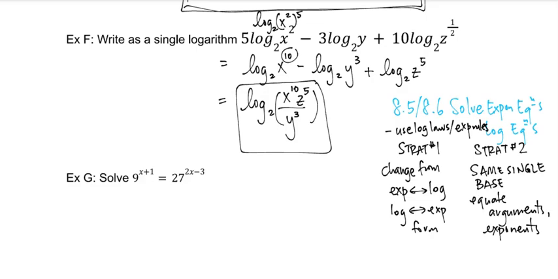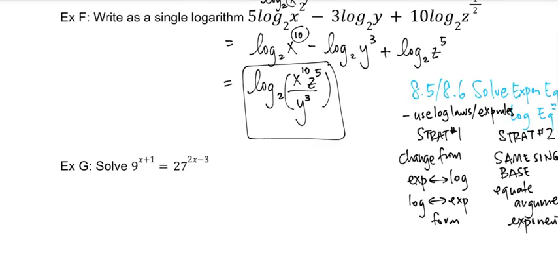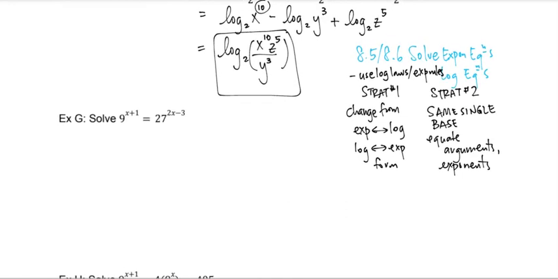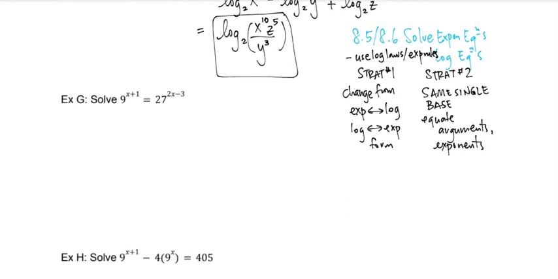Example G, I've got exponents on both sides, so I'm going to use the log laws. I don't have the same single base yet. I have a 9 and a 27. Those are different bases, so I want to get to the same single base. So I'm going to change them, and then I'm going to use strat number 2 because I'm going to have exponents on either side. And if you want to try example H as well, you can. So this is going to be exponents of 3.